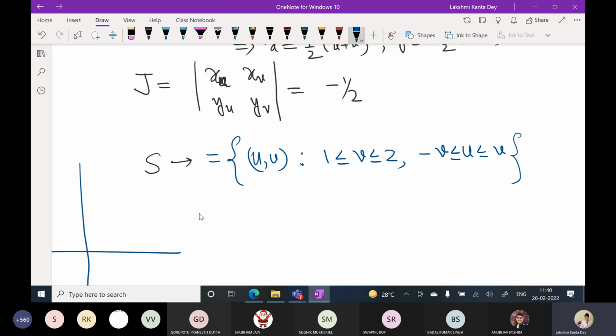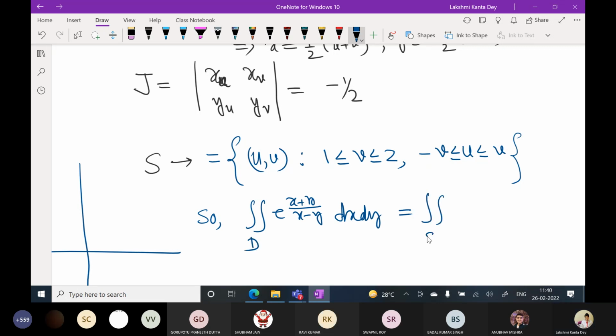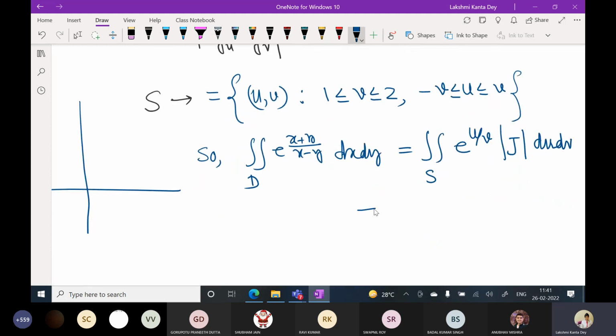Then ultimately we can get the integral of e to the power (x plus y) divided by (x minus y) dx dy. It has to be over S, right? So e to the power u by v, times the modulus of the Jacobian of the transformation, du dv. So this thing is ultimately v from 1 to 2, and again u from minus v to v.